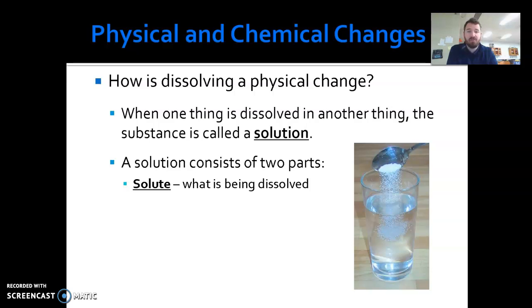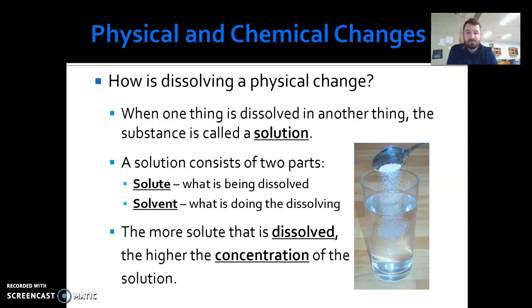We have a solute, that is a substance that is being dissolved. So in this case, it could be salt or sugar being dissolved. And our solvent is what is doing the dissolving. So most likely that is going to be water or a liquid.